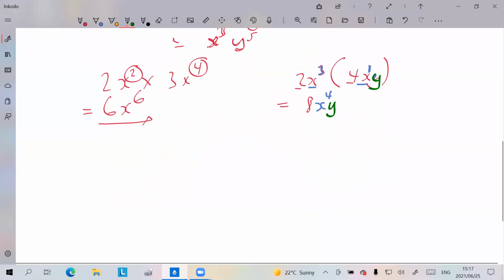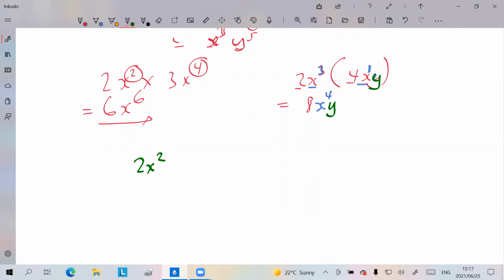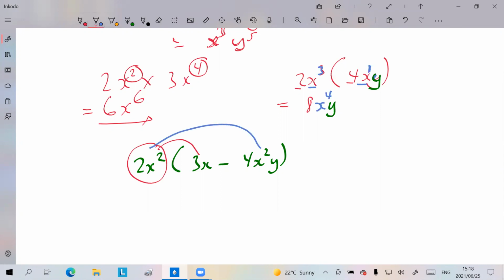Okay. What if I did something like this? 2x squared into 3x minus 4x squared y. That now has gotten to a slightly more interesting level because what this means is you have to multiply this term with this term, and then you're going to multiply it with this term. So there's two sets of multiplications happening. Everything outside the bracket must be multiplied with everything inside the bracket.